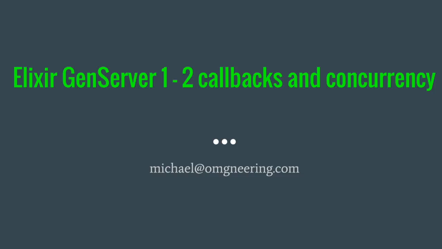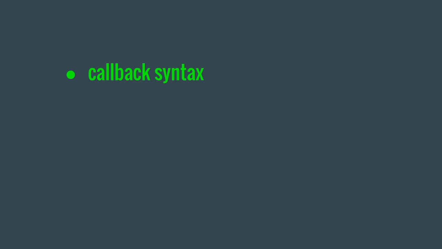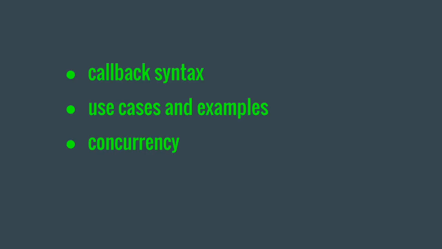GenServer callbacks help abstract message receiving functionality of Elixir processes. These abstractions provide a way to receive messages from other GenServer processes as well as custom messages or messages coming from the system. This presentation is going to go over the syntax and structure of some callback methods, provide a few use cases and examples, and talk about how GenServer could help us take advantage of Elixir's ability to execute code concurrently.